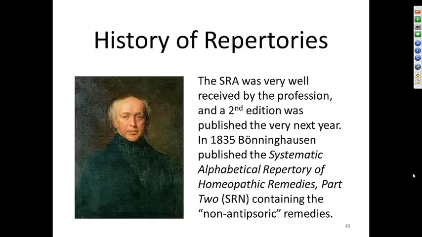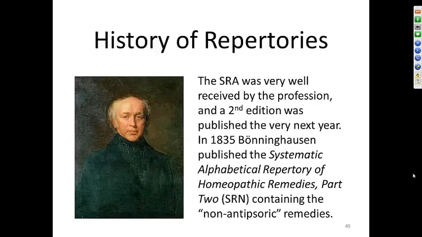So the Systematic Repertory of Antipsoric Medicines is released in 1832. It's very well received by the profession. There's a second edition that's published the next year, in 1833. And then in 1835, three years after the release of the Systematic Repertory of Antipsoric Medicines, Bönninghausen releases another repertory called the Systematic Alphabetical Repertory of Homeopathic Remedies Part 2, containing the non-antipsoric remedies. So now he's got two.